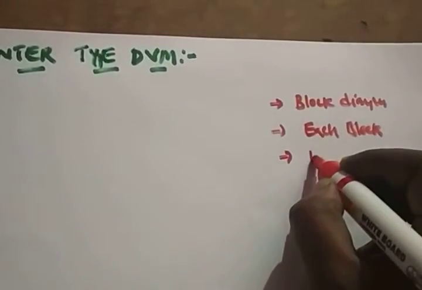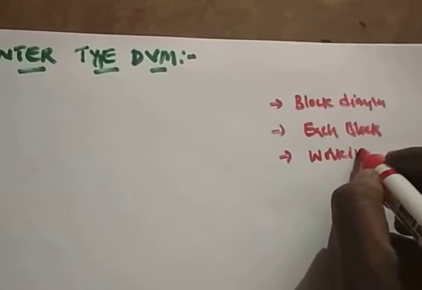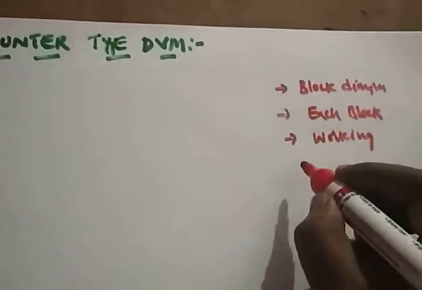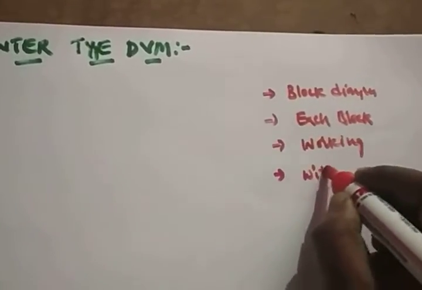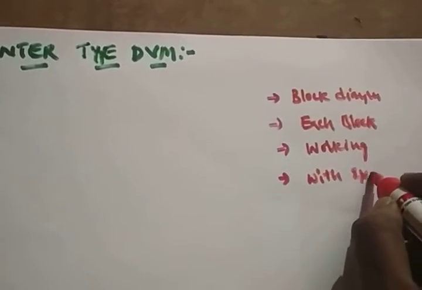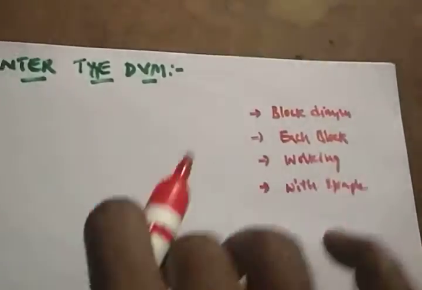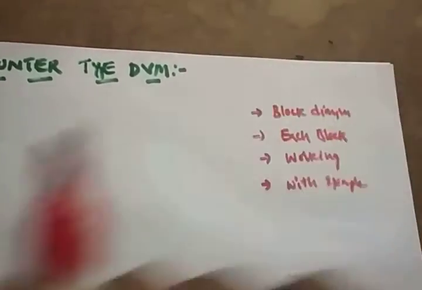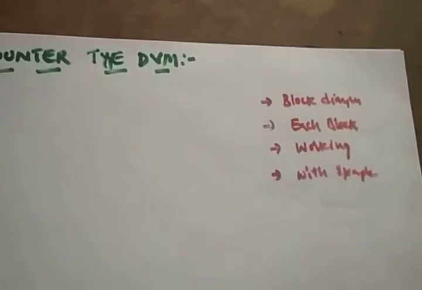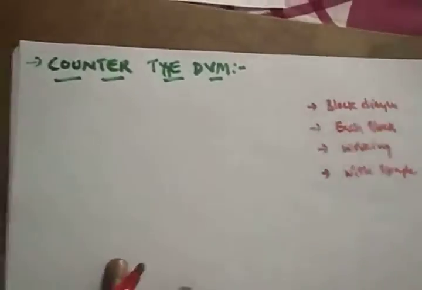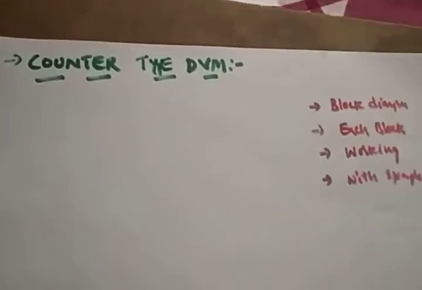After that I'll explain the functioning, the working. After that, we will conclude with an example. I'll take one example showing how analog data is converted to digital form. With that I'll conclude the DVM. Next, what is a counter type DVM?